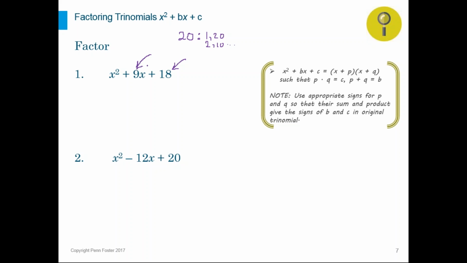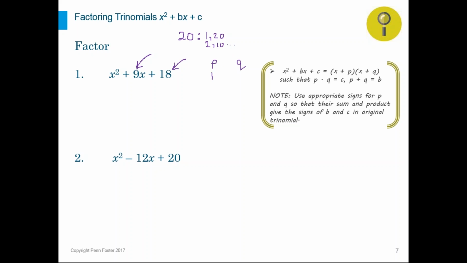So again, I'm going to repeat that. I'm going to list the factors of 18 and then pick the set of factors that, when I add them, should give me a 9. So let's do that. I'm going to call one of the factors of 18 P and the other one Q. I'm looking for the factors of 18.